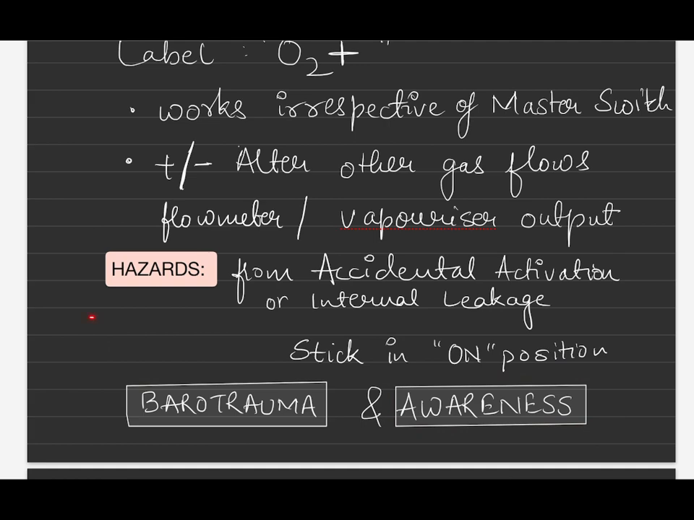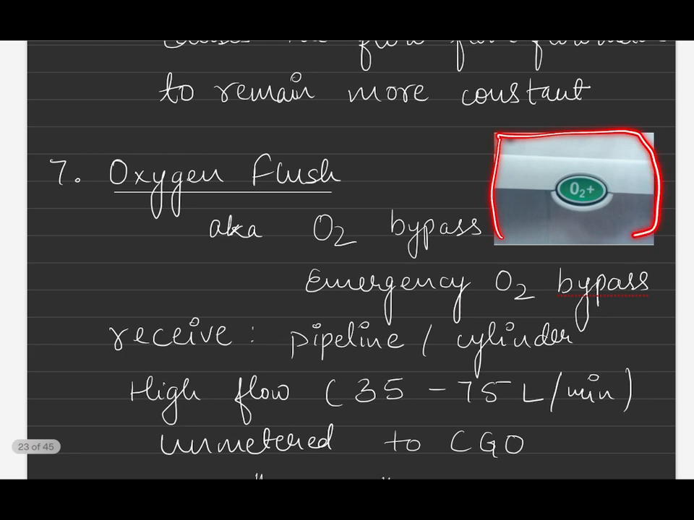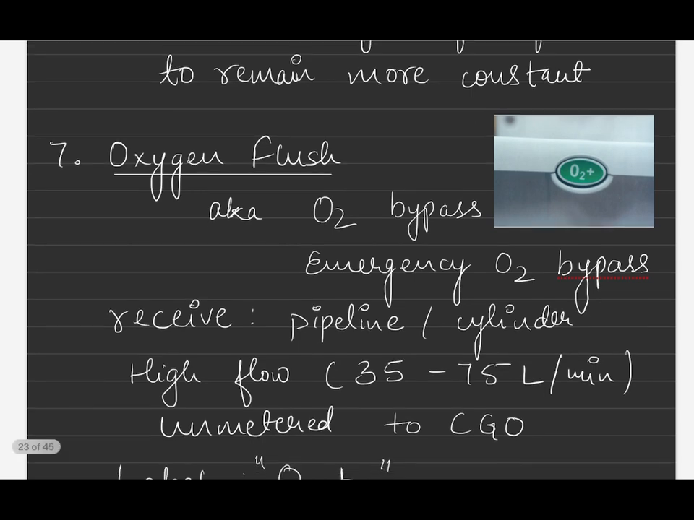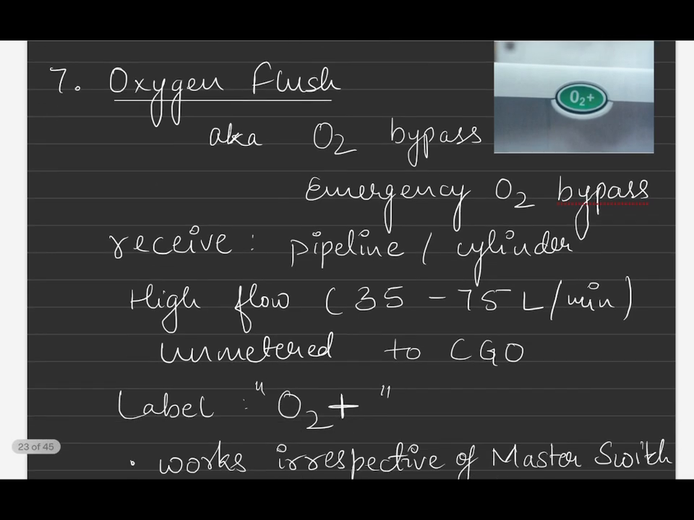So in order to prevent these hazards, you can see in this image the position of the oxygen flush is along the lining. There is no protuberance of the oxygen flush. So in the absence of protuberance, it prevents accidental activation. And one of the other safety features is that it will deliver only when you press it. It is not like you switch it on and it stays on. It will be on only until you give pressure from your thumb. So this is a safety feature to avoid accidental activation of the oxygen flush.